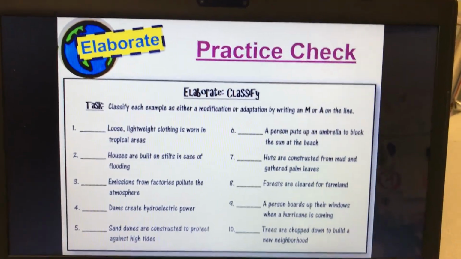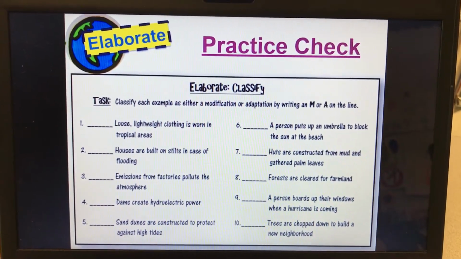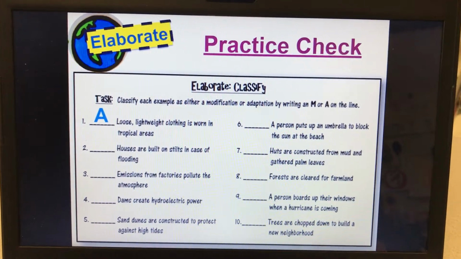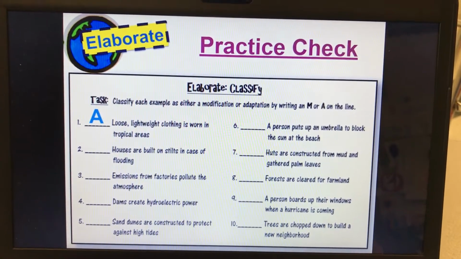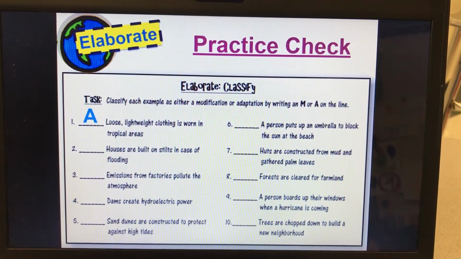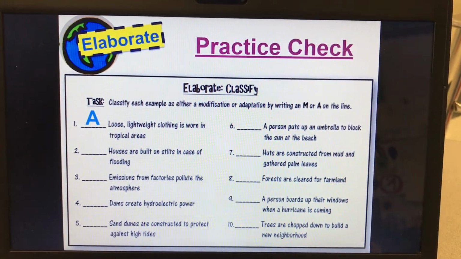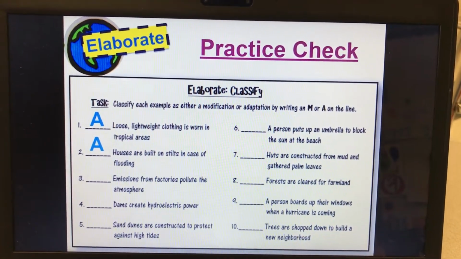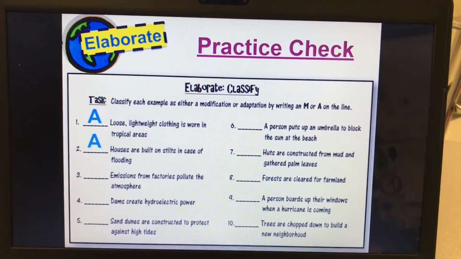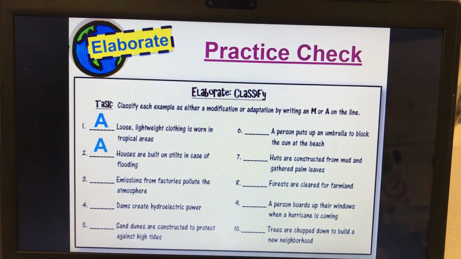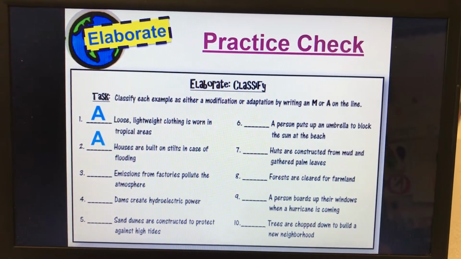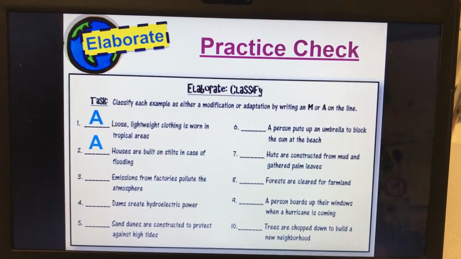So loose, lightweight clothing is worn in tropical areas. Well, that would be an adaptation because you're not really doing anything to change the environment. You're just adapting to it to better meet your own needs. Houses are built on stilts in the case of flooding. Well, that's also an adaptation because your house is already there, and so you're just putting it up on stilts because it's a flooded area. You're not really changing the environment to stop the flooding. You're just letting it happen and surviving it.